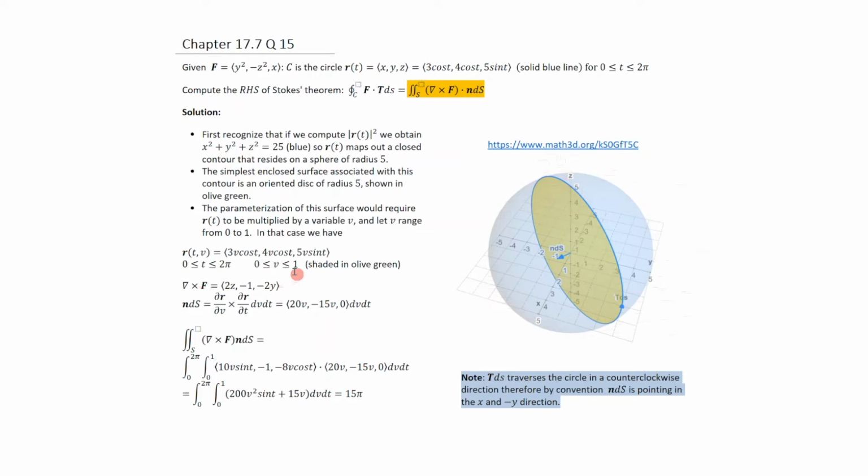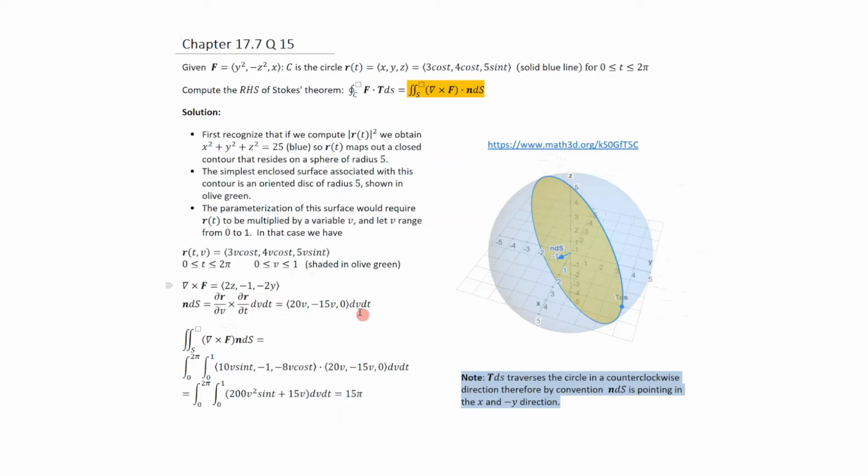All right, now that we've done that, we can compute the curl of the vector field. Having done this many times before, I just state the result as shown here. The differential surface area would be to take the partial derivative of the position vector with respect to v, and also the partial derivative with respect to t, and then take the cross product of those two vectors, dv by dt, which is what we've done here. So you end up with the result 20v, minus 15v, 0, dv dt.